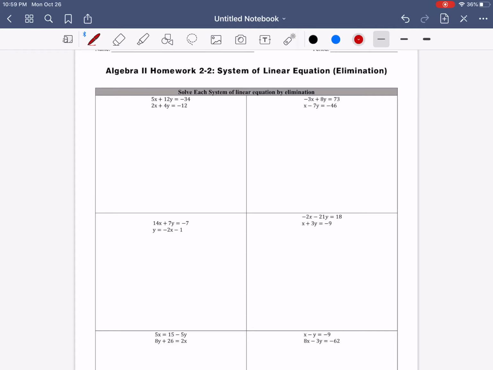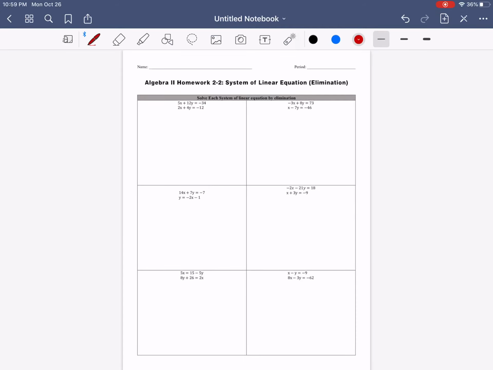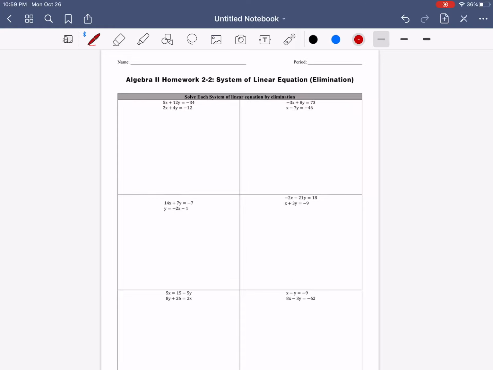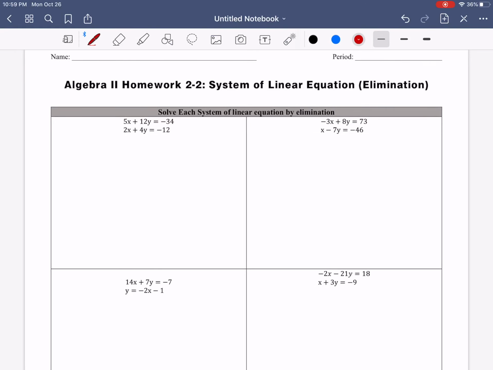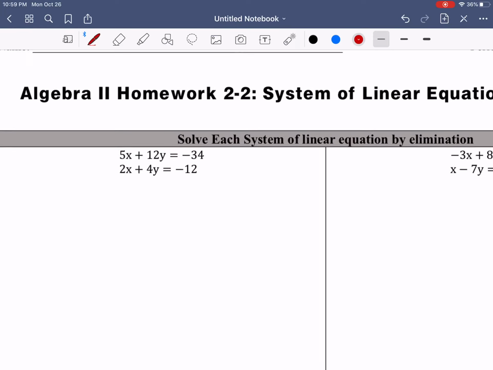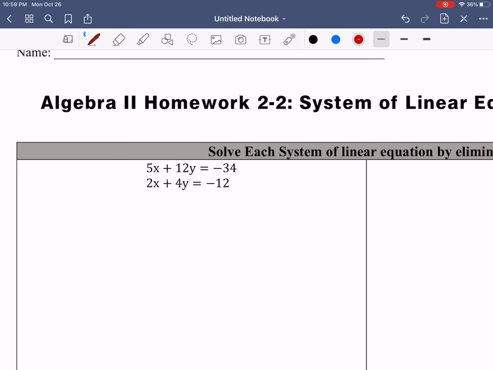So today we're gonna go over this homework, okay? Just like before, I'm gonna go over questions on the left, you're gonna do questions on the right side, alright? So here we go. Let's look at the first question.